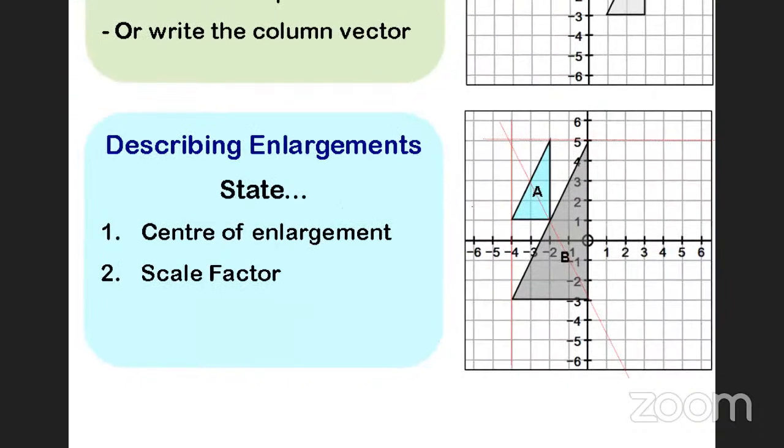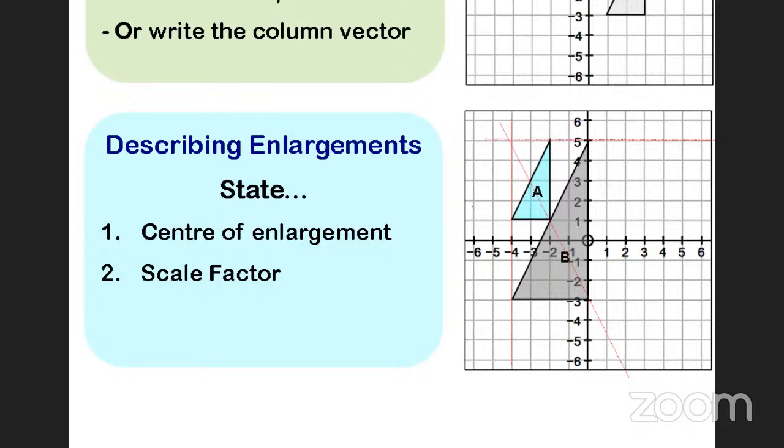Right? And the last one is the enlargement. Here's an enlargement. How do you figure out the scale factor, Ricardo? How do you know the scale factor from A to B?